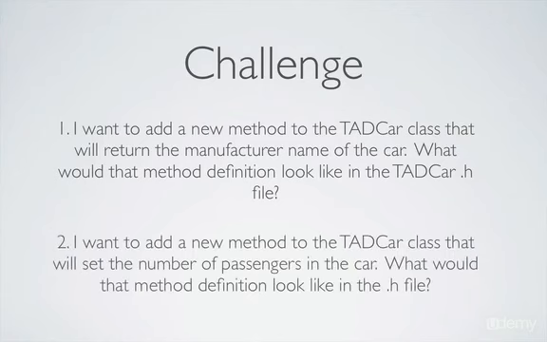Number 2. I want to add a new method to the tadcar class that will set the number of passengers in the car. What would that method definition look like in the .h file? For those two questions, the name of the method isn't very important. Whatever you want to name it is fine. What is important is how you write it out and where you add it to the .h file.